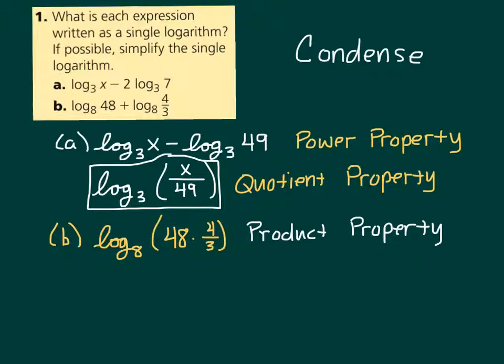That's true. Second part of the instructions, though: if possible, simplify. In part A, we couldn't simplify. We have no idea what x is, so we can't do anything. Part B, however, we can simplify. We know that 48 times 4/3 is 64. And we know that log base 8 of 64 is 2.